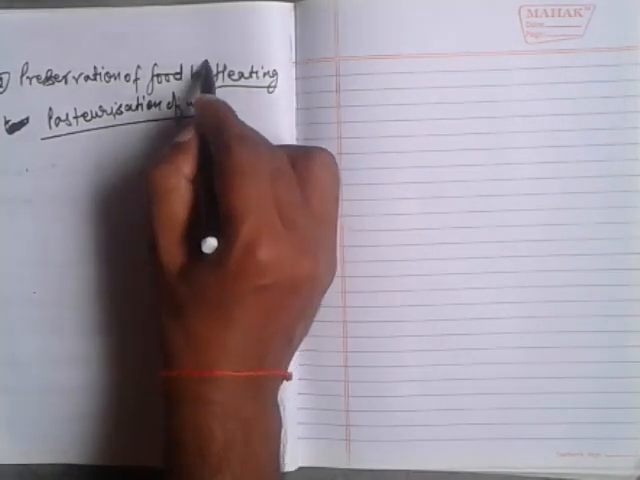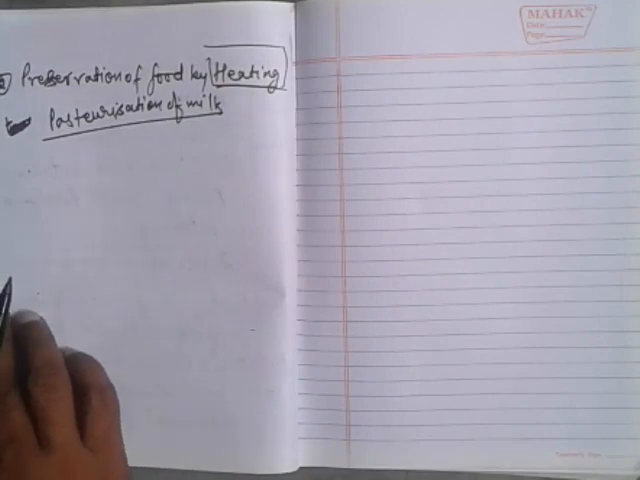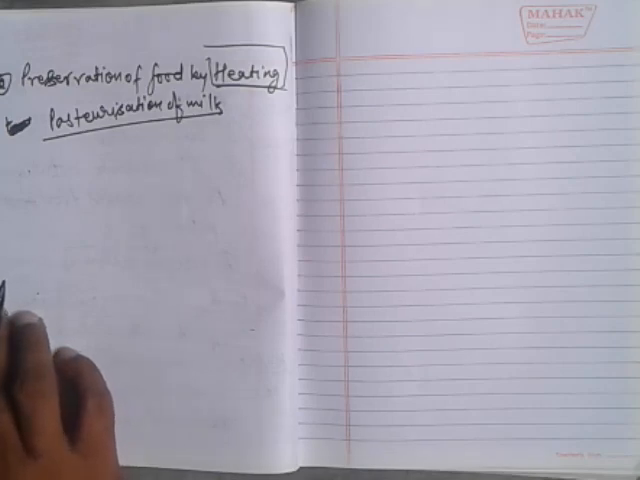So we can also preserve the food by heating it, because when we heat the food, it kills the many microorganisms that are present or may be present in the given food, and hence we can prevent the food from spoilage.